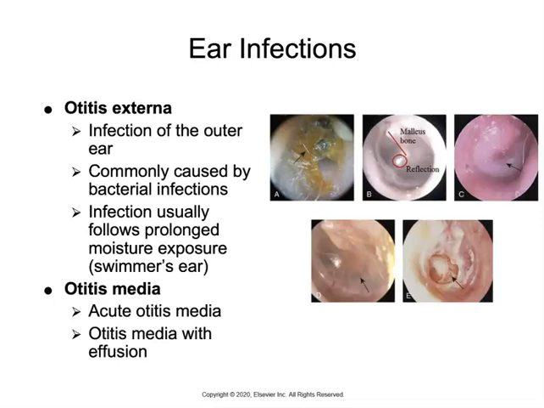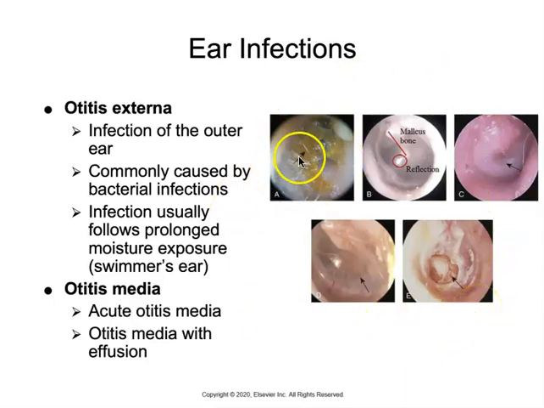We have otitis externa, which is going to be an infection of our outer ear, and it's commonly caused by bacterial infections, and the infection usually follows a prolonged moisture exposure. So this is also known as swimmer's ear. And moving to a different compartment in the ear, we have otitis media, and this is typically going to be acute. And it's when we have inflammation of the middle ear. So that's what all these images are of.